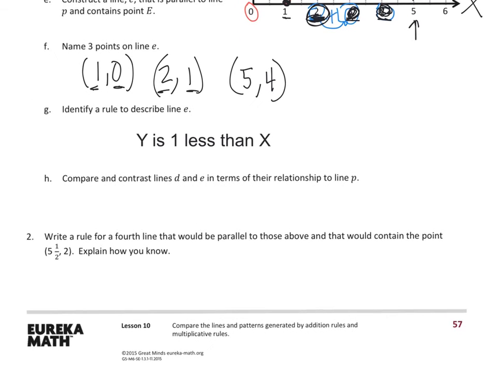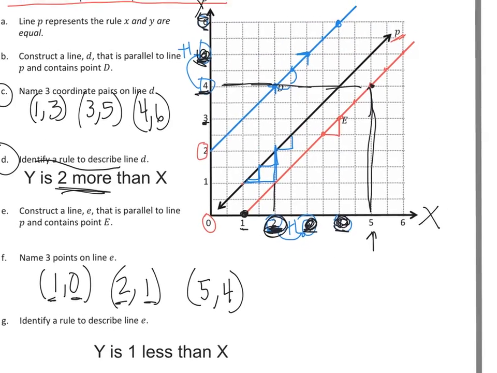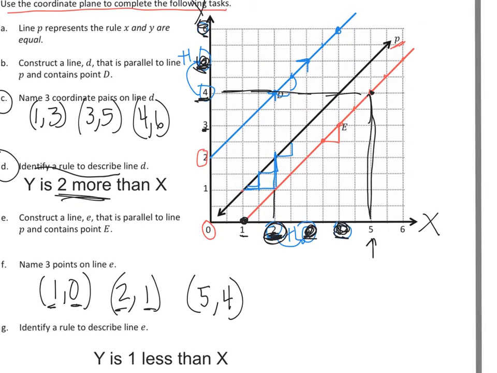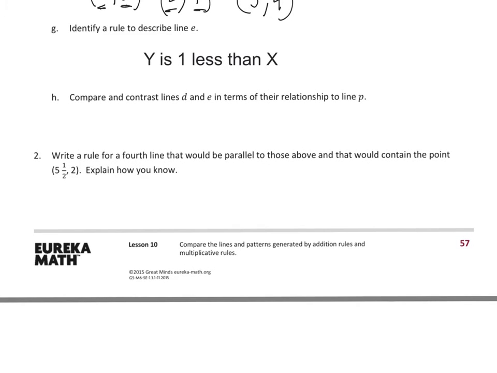Now for H, you'll compare and contrast lines D and E in terms of their relationship to P. So use your terminology and your wording there to compare and contrast those lines. For 2, it says write a rule for a fourth line that would be parallel to these above that would contain the point 5.5, 2.